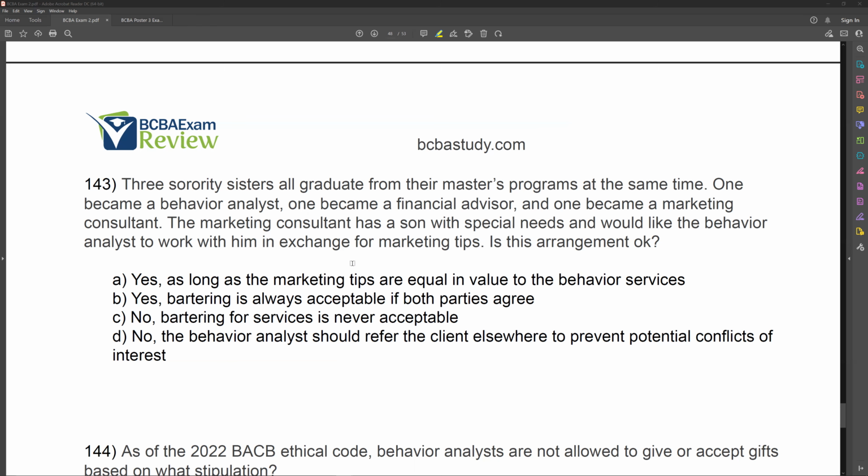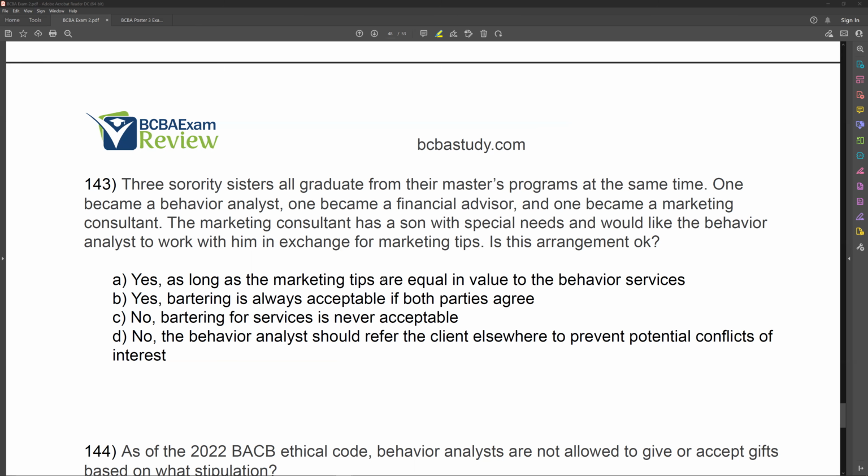However, is that even relevant here? Well, no. Is the arrangement okay? You're a sorority sister. What should we do if a friend or a relative wants us to provide services? Are we allowed to take on that client? No, we need to help them find other services because we're trying to avoid dual relationships.